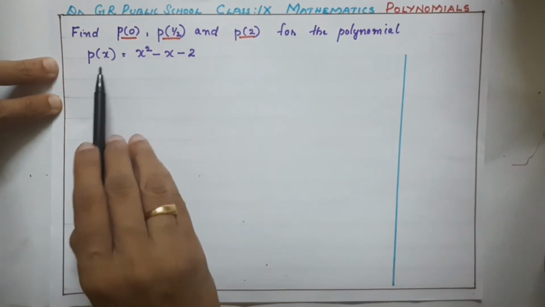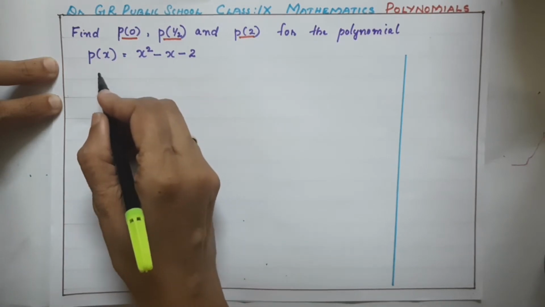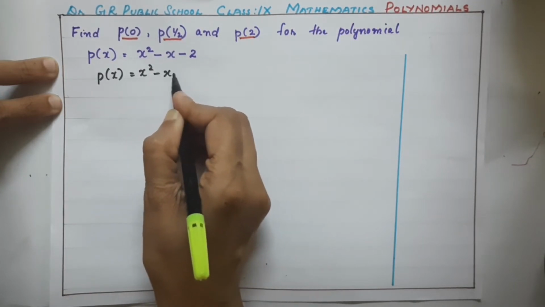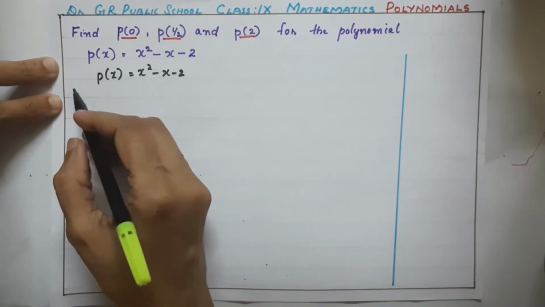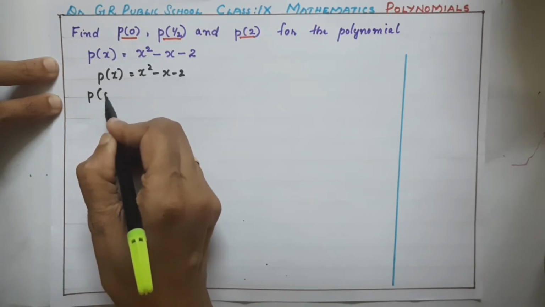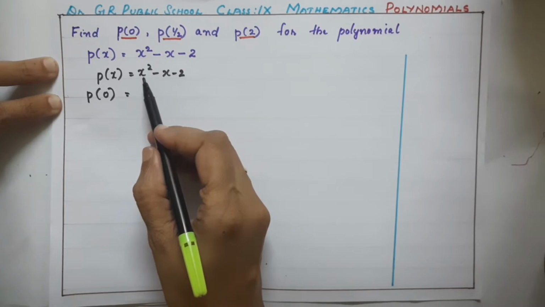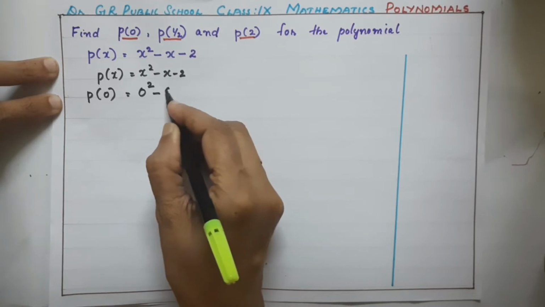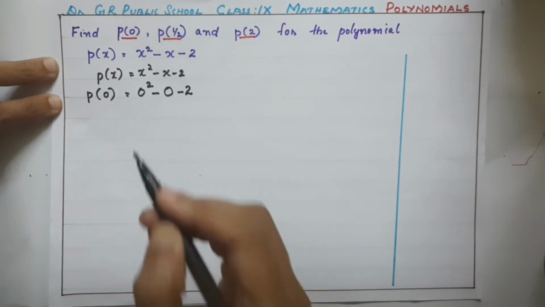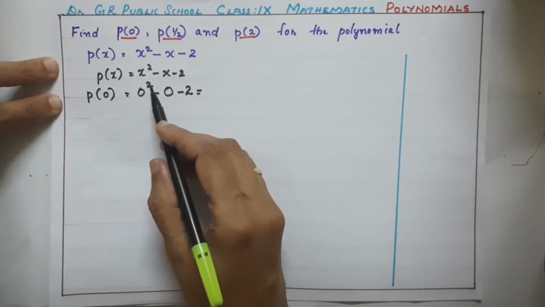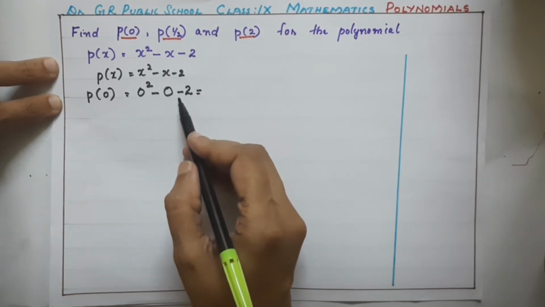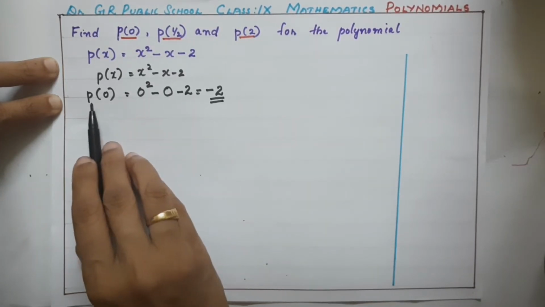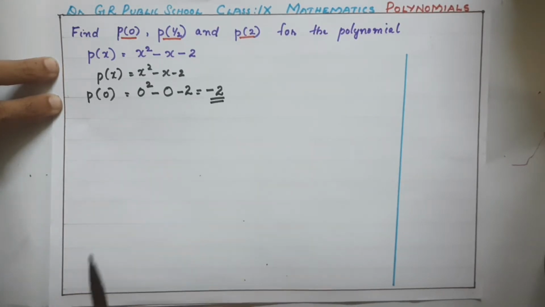First we have to find out our polynomial is p(x) equal to x square minus x minus 2. First we have to find out p of 0. So what we have to do? In the place of x, we have to put 0. So 0 square minus 0 minus 2. What is it? What is 0 square? 0. 0 minus 0, 0. Then what is remaining? Minus 2. So we got p of 0, value of p of 0 as minus 2.